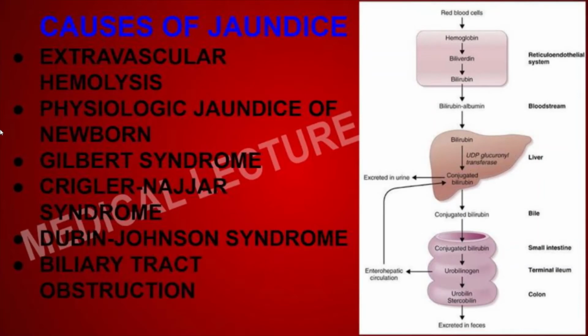Now next is the biliary tract obstruction. This comes under the post-hepatic jaundice. What happens because of the gallstone or pancreatic carcinoma? There is obstruction occurring, leading to the jaundice. And over here, remember, there is increment in the conjugated bilirubin, which causes the urine to appear darker in color and the stool to appear pale in color. Also, steatorrhea is seen over here.